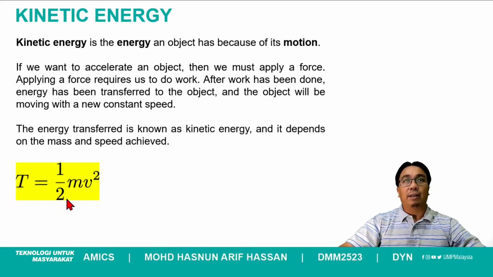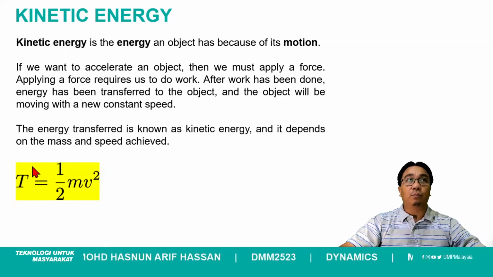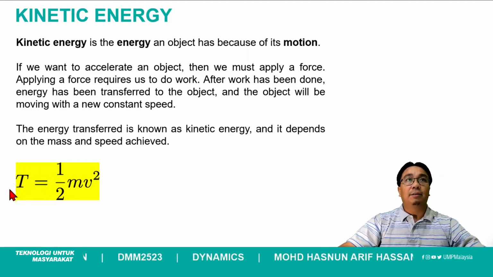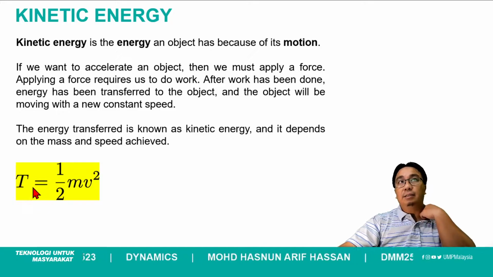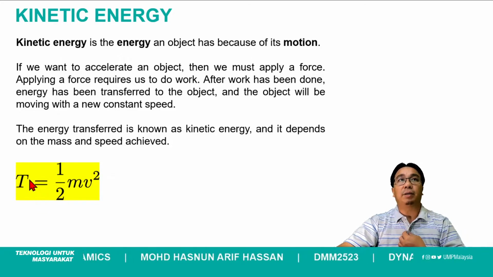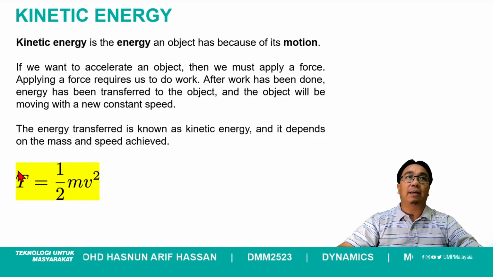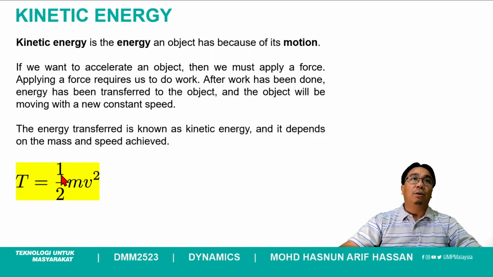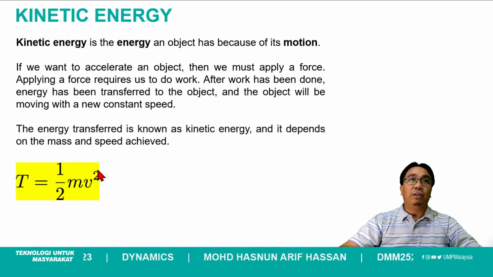So, kinetic energy in dynamics, we will call it T. Okay, T here means kinetic energy. Simbol T dalam dynamics, kita merujuk kepada kinetic energy. So, the formula to calculate T, kinetic energy, is 1 over 2 mv squared.